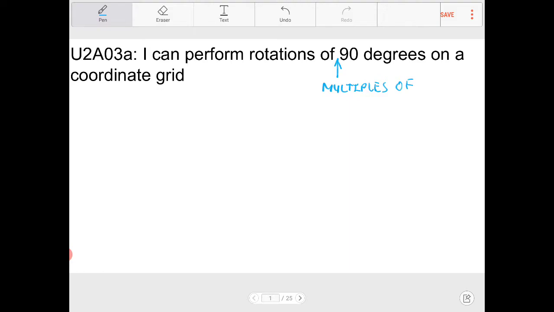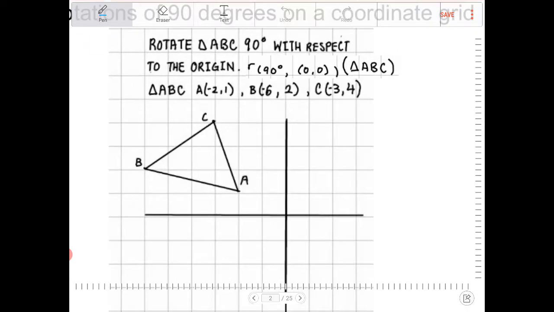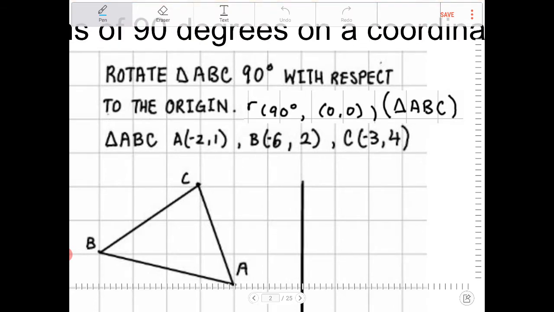All right, so let's check this out. What I want to do is rotate the triangle ABC 90 degrees with respect to the origin. And the notation is given by this. The lowercase r here stands for rotation. Capital R stands for reflections. If I have a 90 degree here, that's saying we're going to rotate 90 degrees.